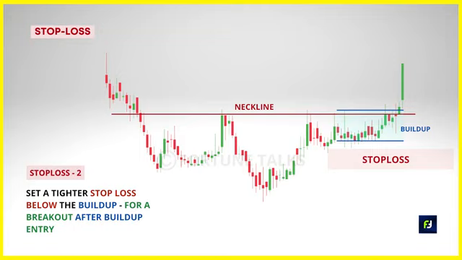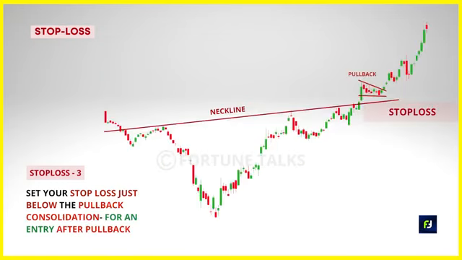Now let's say you have missed both these entries and you entered a position in the market after the price formed a primary pullback. Then set your stop loss below the lowest price in the group of pullback candles, including the wick, or place it just above the neckline if the pullback formed is very close to the neckline.